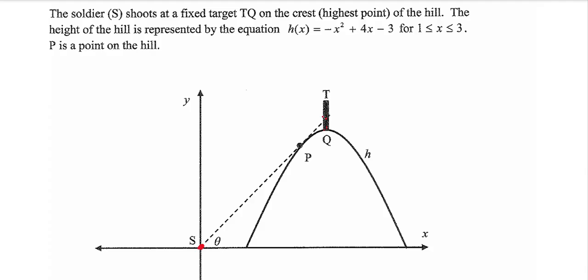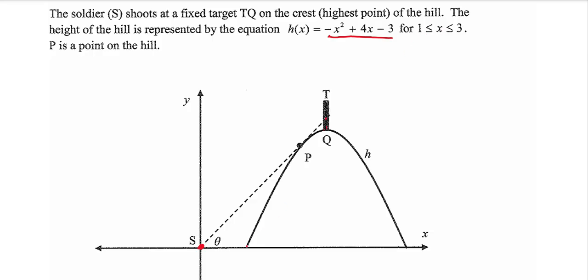So, let's go. The height of the hill is represented by the equation. This is the equation of the height of the hill. This is our hill. So the equation of this hill is this equation here, for x between 1 and 3, and it is also equal to 1 and 3.